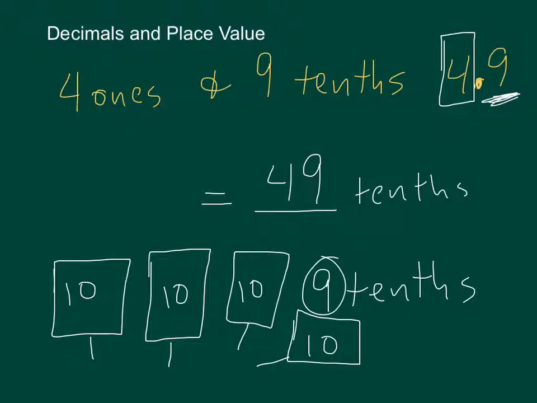So 4 ones and 9/10. The 4 ones represents 40 tenths, and the 9/10 represents 9/10. So you just add those together to get 49 tenths.